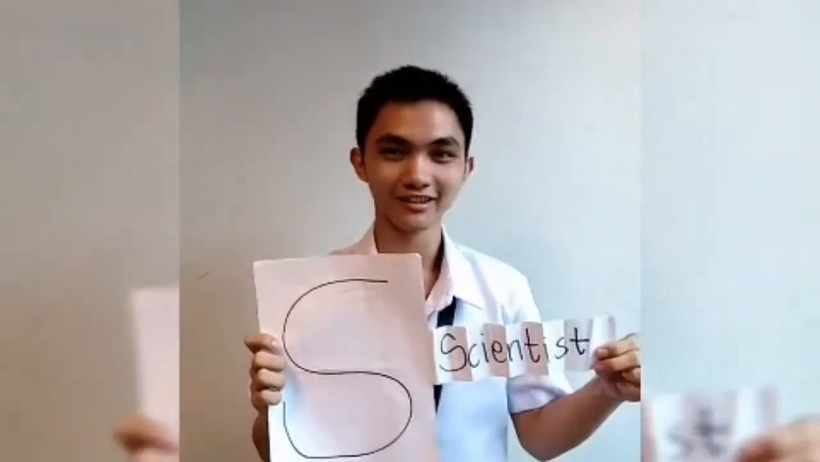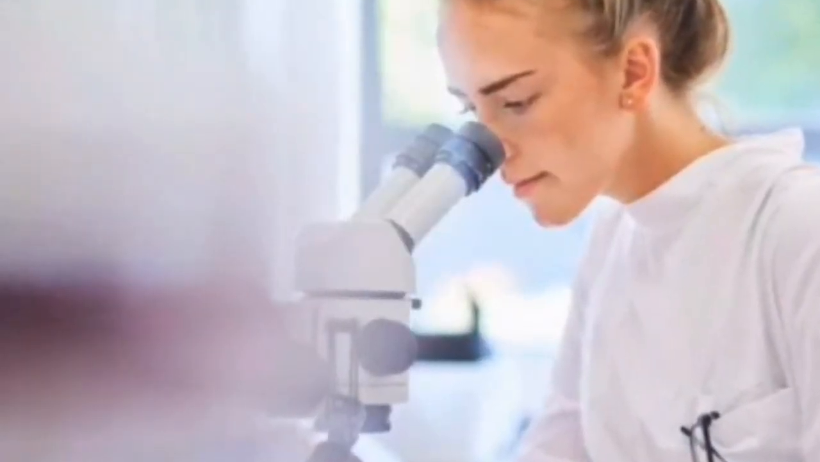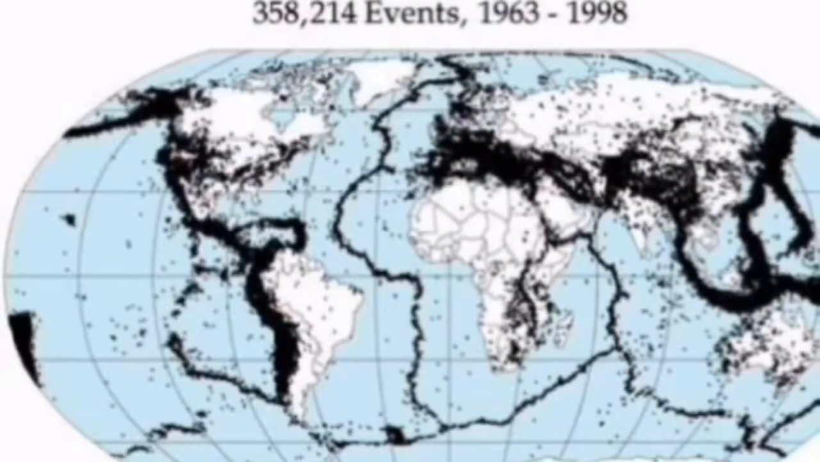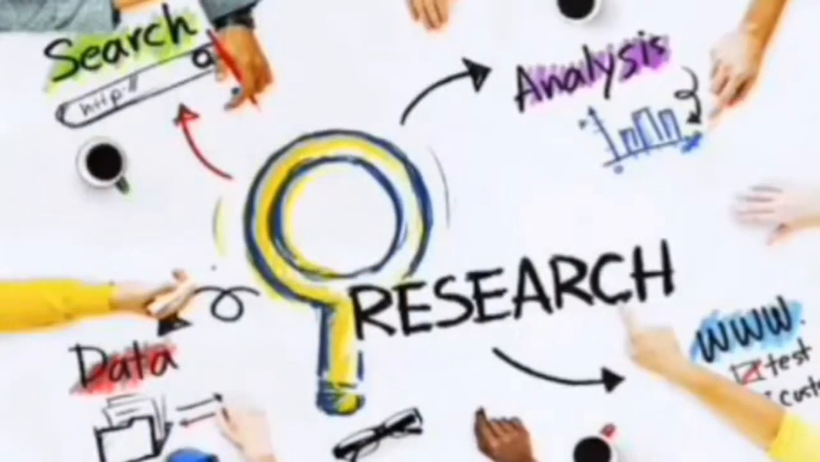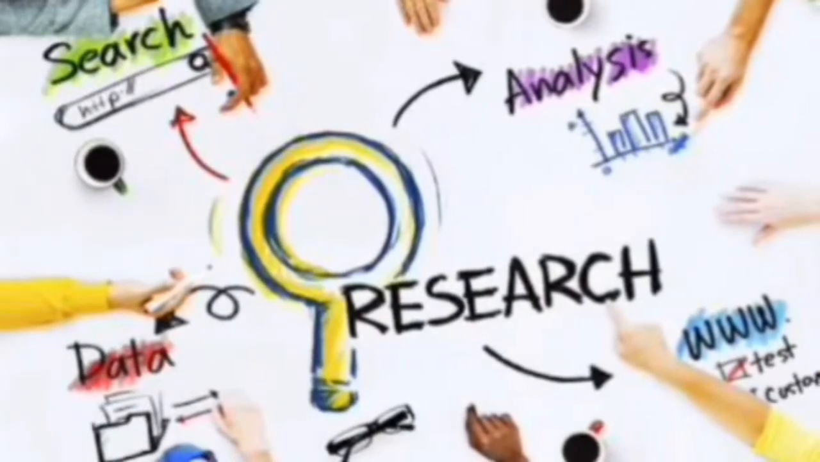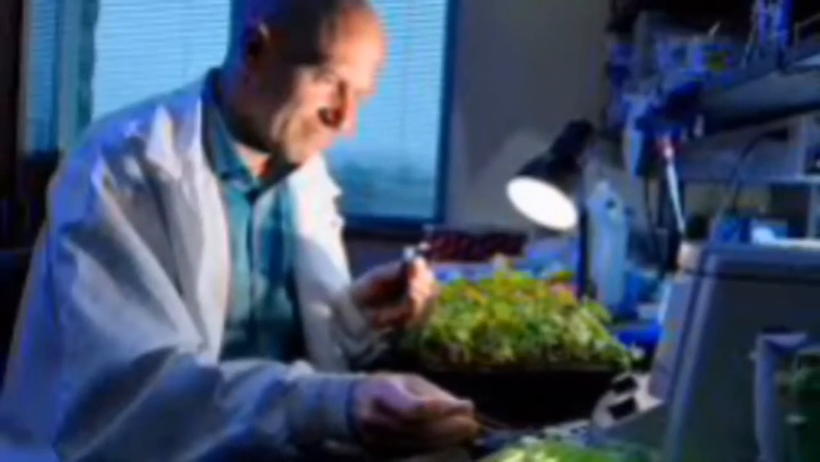S for scientist. Scientist. A scientist is a person engaging in a systematic activity to acquire knowledge that describes and predicts the natural world. C is for collaborative. Collaborative. Conduct of peer-reviewed research outside the classified realm.